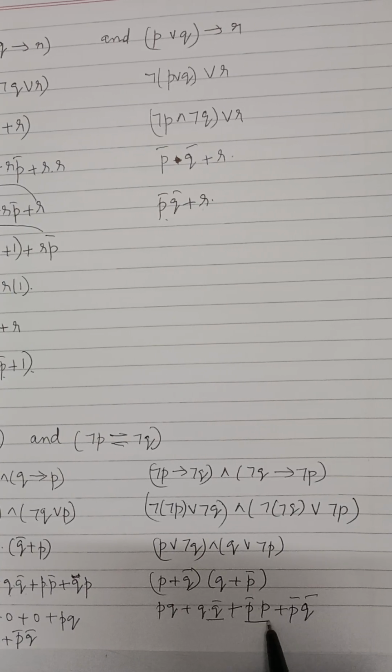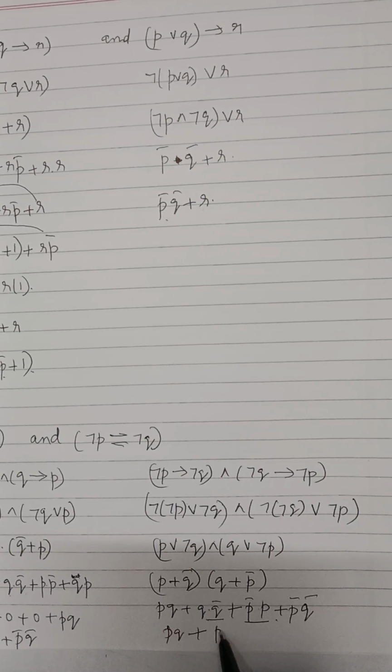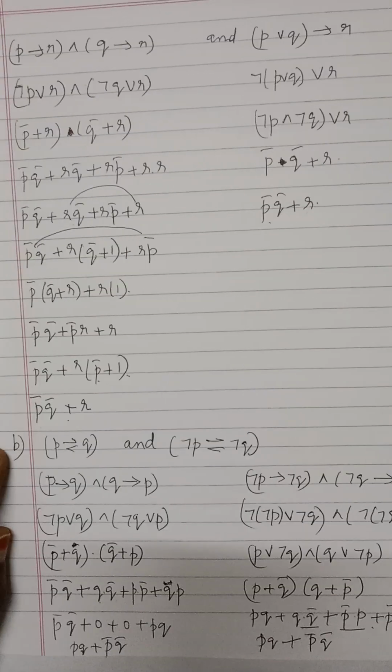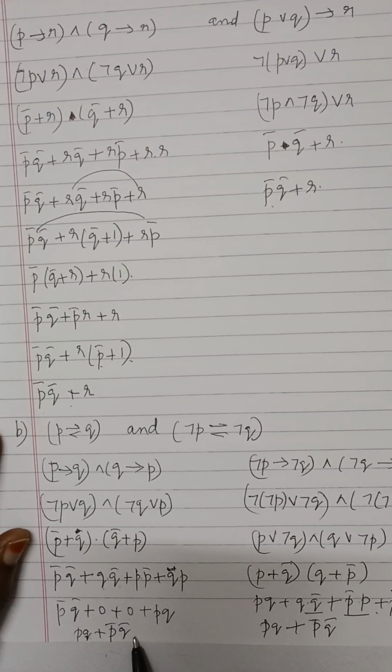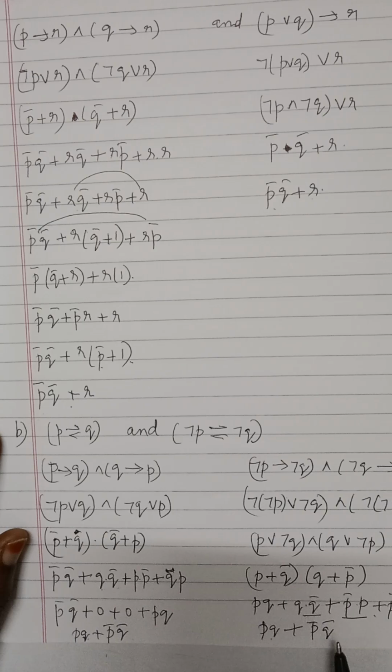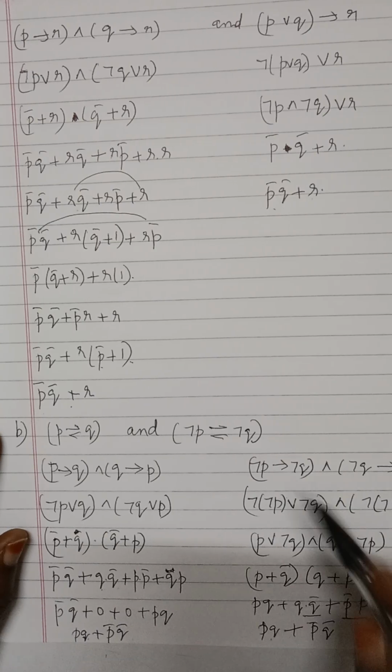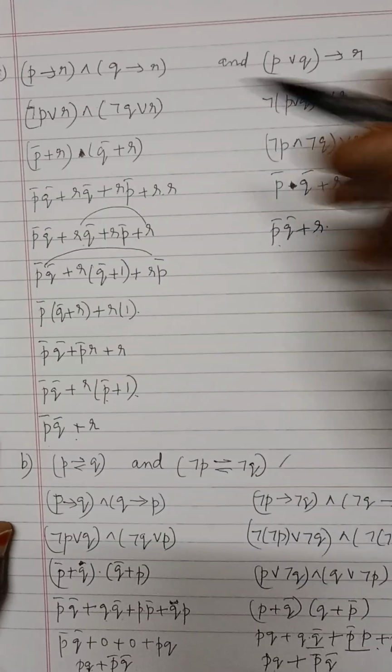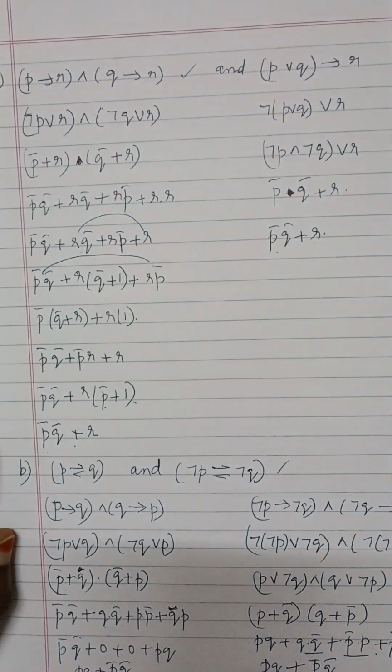Same way, q into q bar will be 0 and p into p bar will be 0. So again the value will be pq plus p bar q bar, which is equivalent to this value. This value is the same, no? pq plus p bar q bar. Hence this is also logically equivalent. The first is also logically equivalent.